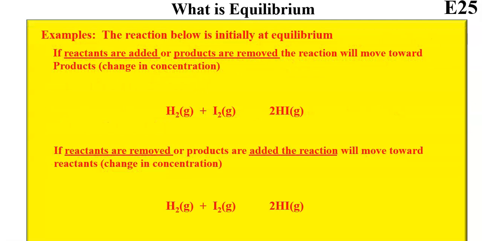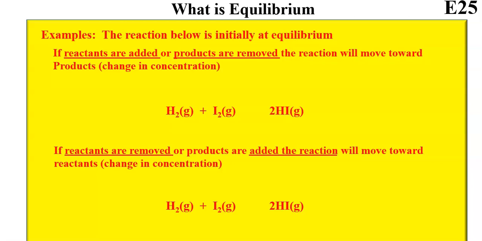All right, so examples. The reaction below is initially at equilibrium. If reactants are added or products removed, so that means if you either added more H2 or more I2, or you removed the products, so that you reduce the amount of HI, the reaction will move towards products. It will have too much reactant for the amount of product if you do either of those two things, either add reactants or remove products. And therefore the reaction will shift to the right. It'll shift towards HI.